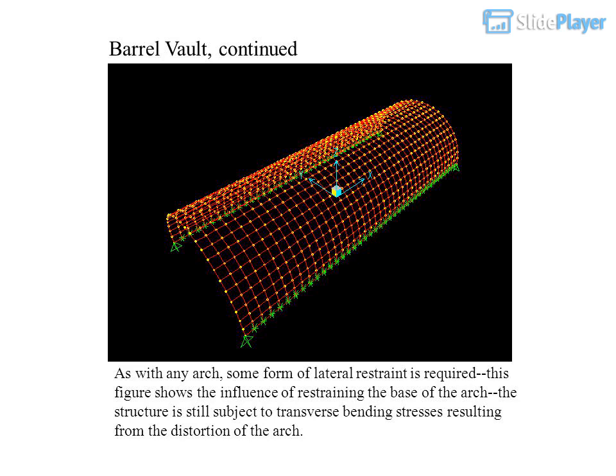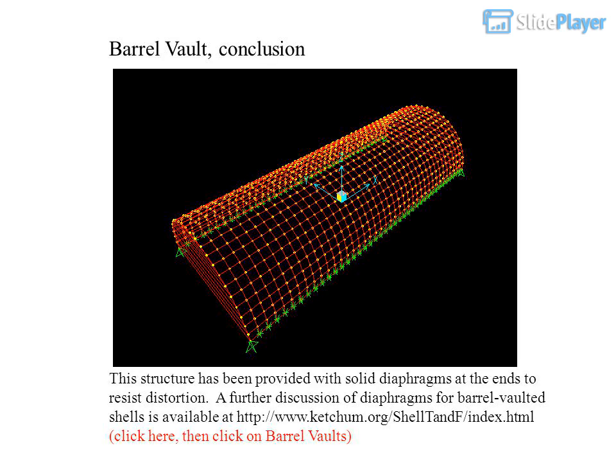Barrel vault, continued. As with any arch, some form of lateral restraint is required. This figure shows the influence of restraining the base of the arch. The structure is still subject to transverse bending stresses resulting from the distortion of the arch. Barrel vault, conclusion. This structure has been provided with solid diaphragms at the ends to resist distortion.